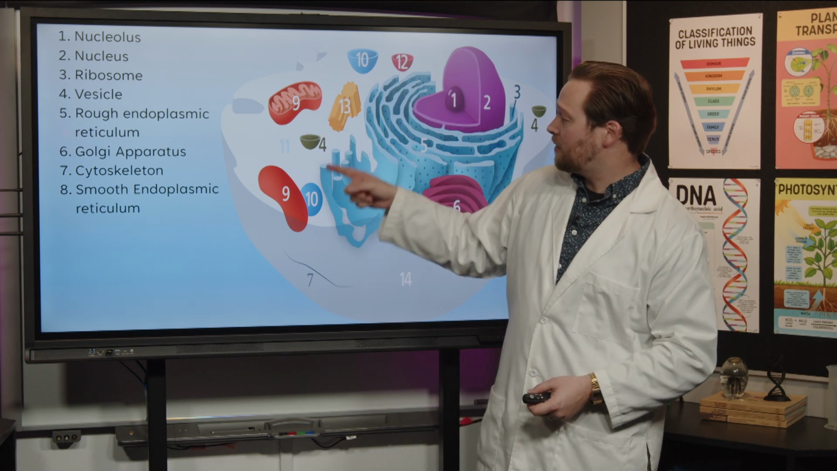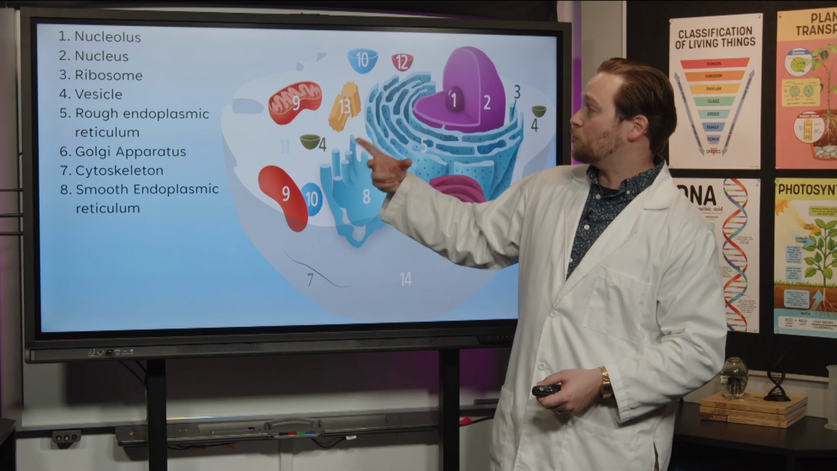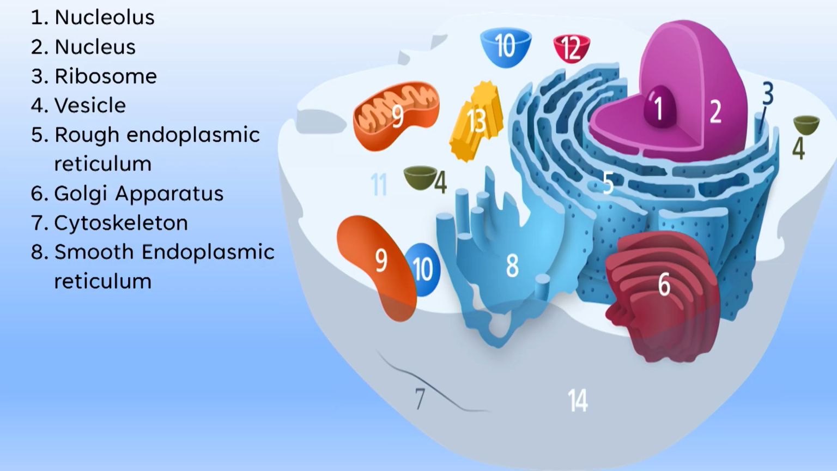9, here's 9, okay? It's kind of this kidney bean shaped, okay? You can see this one has 2 membranes. So up here on 9, you can see that there's a darker orange, but then inside there's a lighter orange as well, and that's called the cristae.